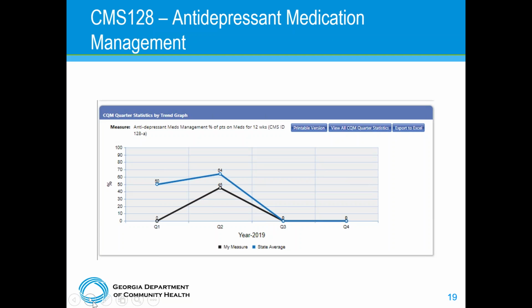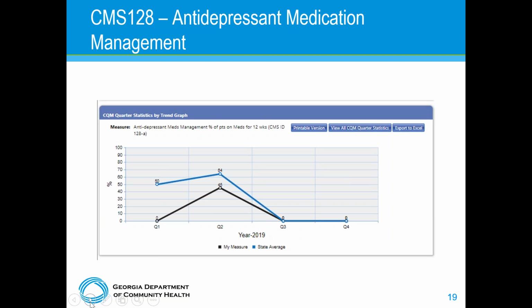The next slide is a trend graph that shows the trending over a period of time for 4 quarters for a given year. For this measure, which is 128A, and this is the first rate that's reported, I have data in here for the first 2 quarters. So I can see how I've trended so far for the first 2 quarters of 2019.